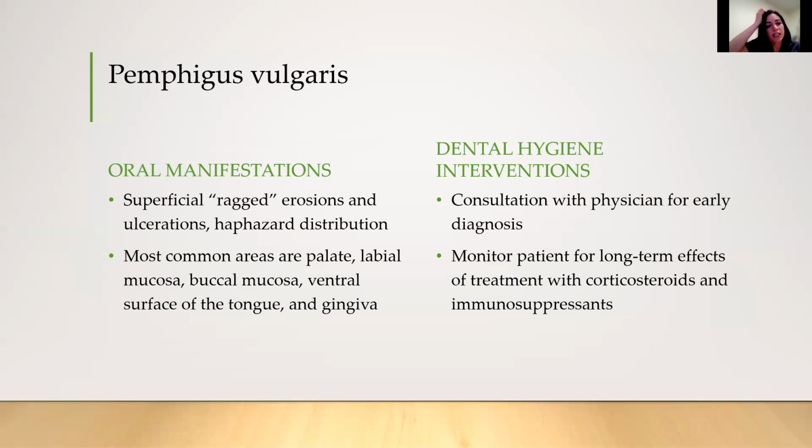So oral manifestations: superficial ragged erosion and ulceration, haphazard distribution. So it's not like a nice little vesicle that pops. It kind of has more of a ragged outline. Most common areas are the palate, labial mucosa, buccal mucosa, ventral surface of the tongue, and gingiva. For interventions, we want to consult with a physician for early diagnosis, and monitor patients for long-term effects of treatment with corticosteroids and immunosuppressants.